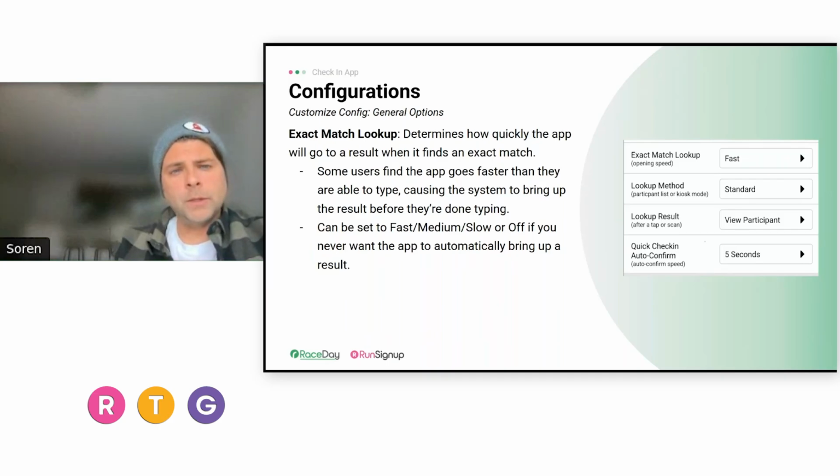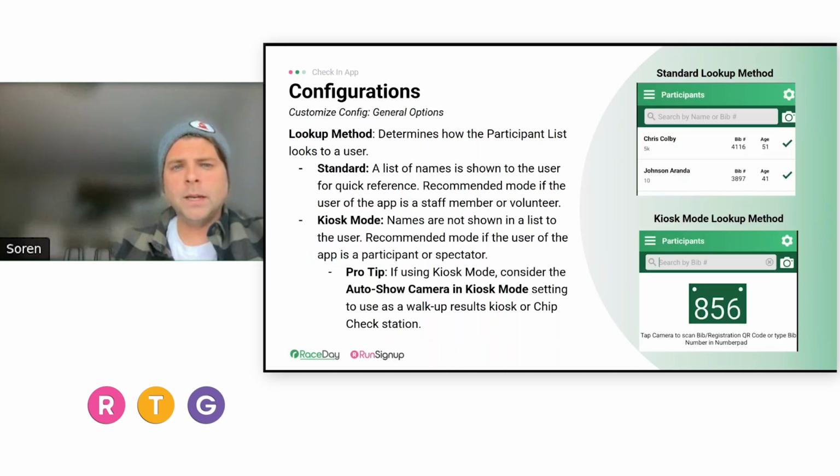And then lookup method. This determines what the participant list looks like to a user. So the standard is the list of names shown to the user for quick reference. This is generally the recommended mode and probably what you're going to spend most of the time in if you're in this webinar. However, kiosk mode, names are not shown at all in the list. This would be something if the app is being used by a participant or a spectator. So if you're using the kiosk mode, again, that we just mentioned a couple slides ago, the auto show camera in kiosk mode is going to be very effective. You'll notice that you can really only search by bib number here.